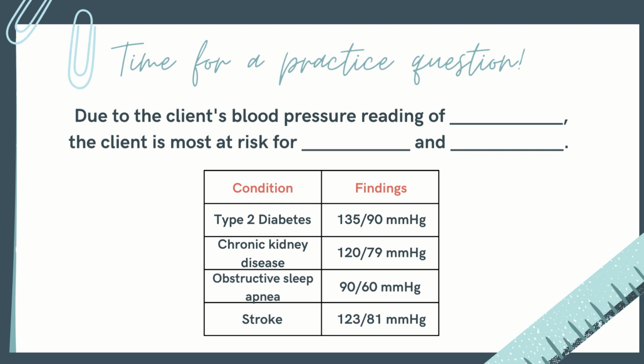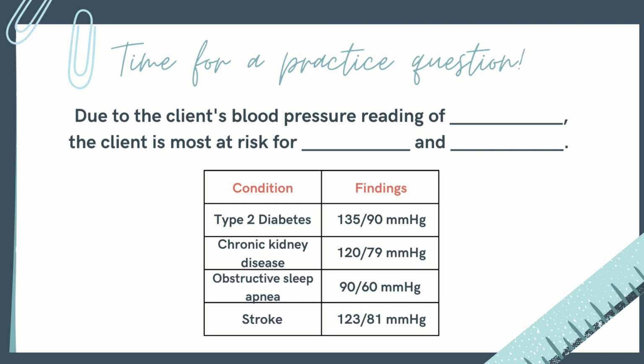With that, let's meet our patient and see our scenario. So the registered nurse is reviewing the vital signs of a 56-year-old male client. I want you to pause this video, fill in the blanks from the options you are given. Due to the client's blood pressure reading of blank, the client is most at risk for blank and blank. So you're going to go ahead, use these categories below, pause this video, and pretend you are dragging these into the appropriate spots. And then press play when you have your answers.